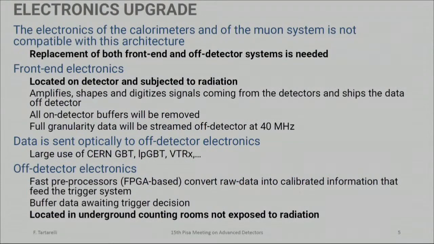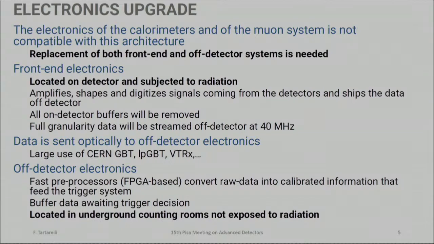So, as I said, the electronics of the calorimeters and the muon system is not compatible with this architecture, so this requires a complete replacement of both the front-end and the off-detector systems. The front-end electronics is located on the detector and is subjected to radiation. It usually amplifies, shapes, and digitizes the signal coming from the detector, and ships the data off detector. All of the on-detector buffers will be removed, and the full-granularity data will be streamed off detector at 40 megahertz.